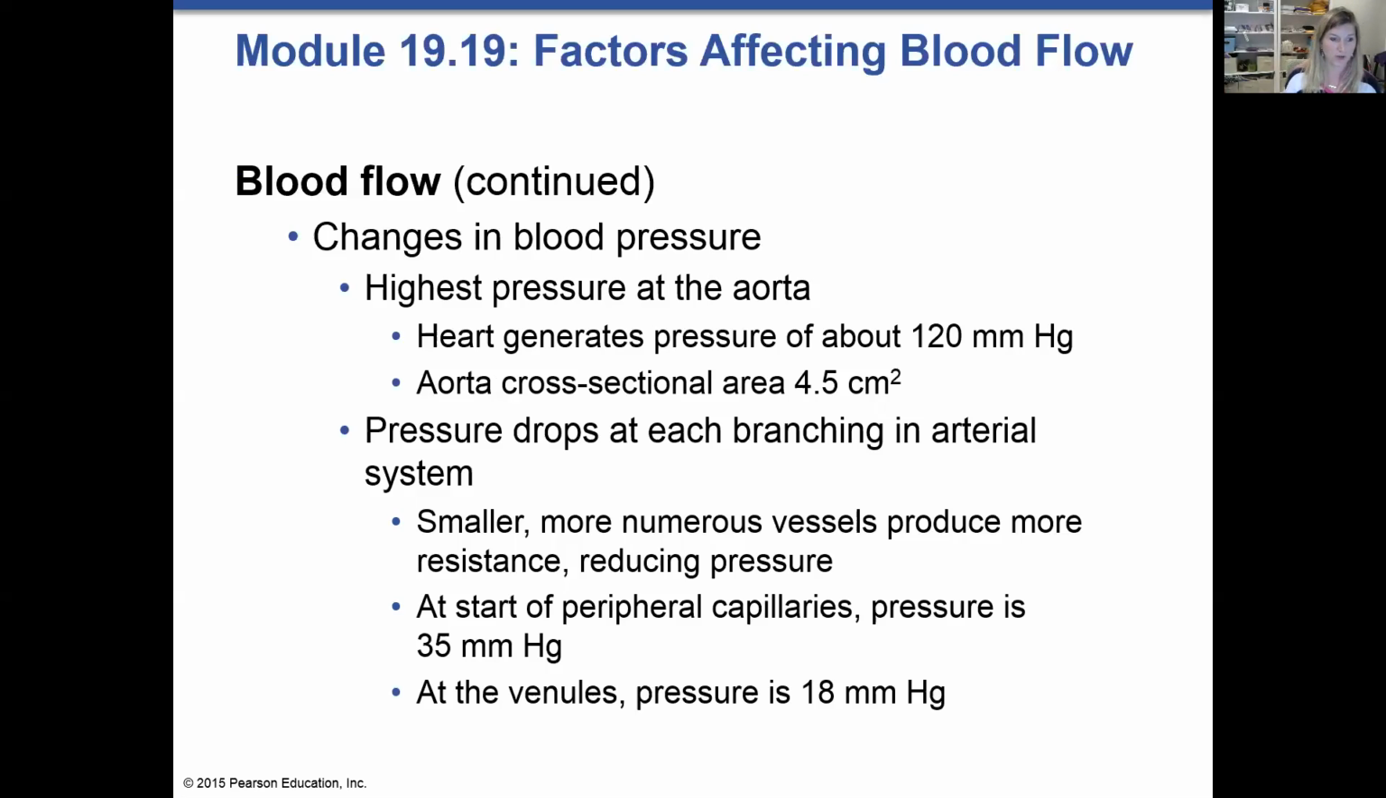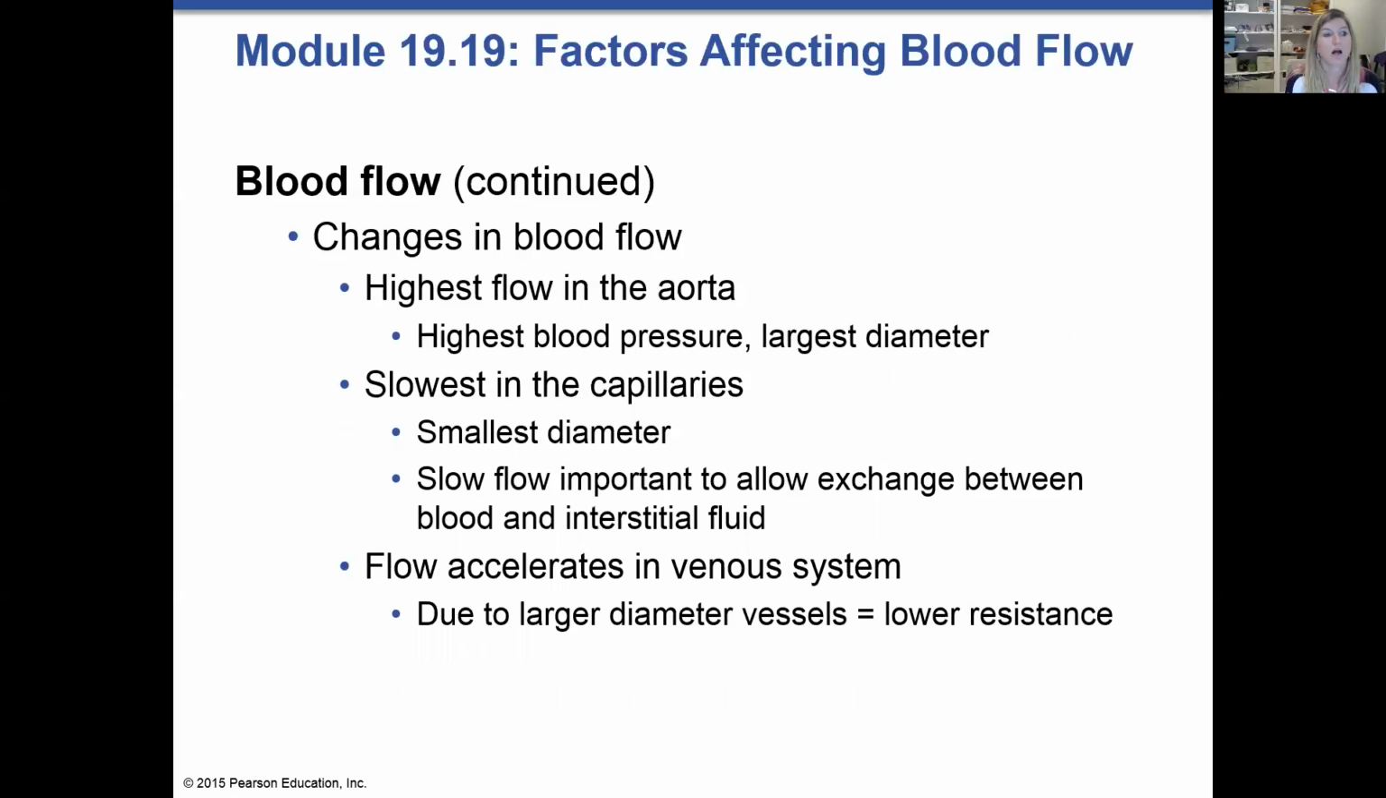At the start of the peripheral capillaries, the pressure is 35 millimeters of mercury. So we're going from 120 to 35. At the venules, it's even lower at 18, which is why those vessels are then getting larger and larger to increase the flow, because there's not a whole lot of pressure pushing that blood through those venules and veins. Therefore, because we have the highest pressure at the aorta, we have the highest flow at the aorta, because that's where our largest diameter is.